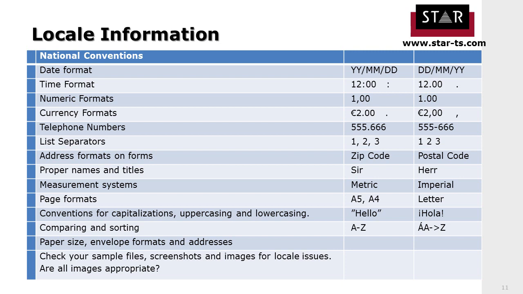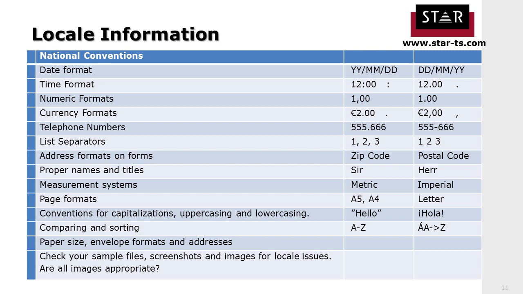From a coding point of view, there are more sophisticated areas like comparing and sorting. So when you sort A to Z, or A umlaut to Z, which order do you use, and that can vary from country to country as well. So if you're sorting text, you need to be aware of things like that as well. So that's locale information.